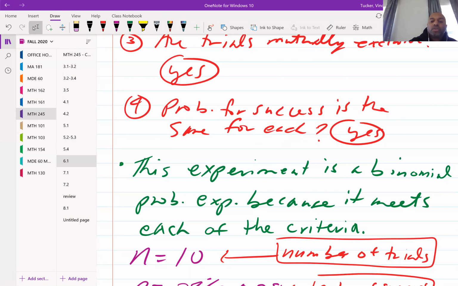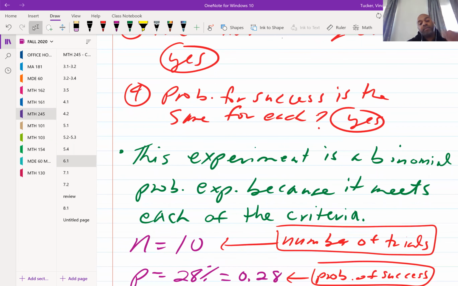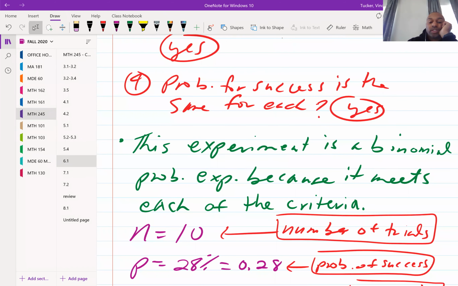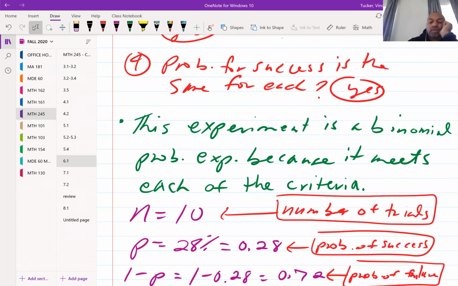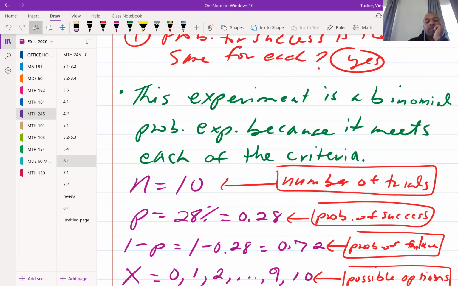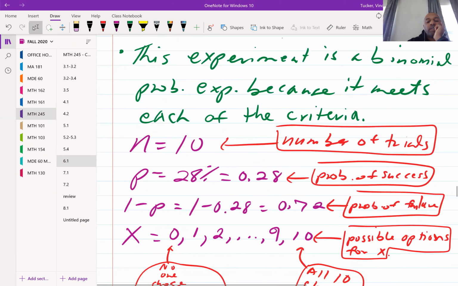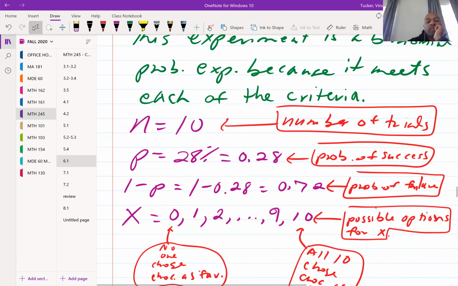All right. So if it fits the criteria, remember we're supposed to establish the pieces that come along with it. So the number of trials is 10. Probability of success is 28%. Probability of failure, you minus that 0.28 from 1, that'll be 0.72. And the options for X is 0 through 10.